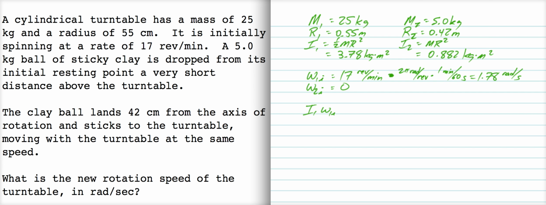I1 omega 1i. Okay, so here's our conservation of momentum. Now we're lucky in this problem that we don't have to deal with the complication of I1 and I2 changing, right? I1 and I2 are the same both before and after the motion.